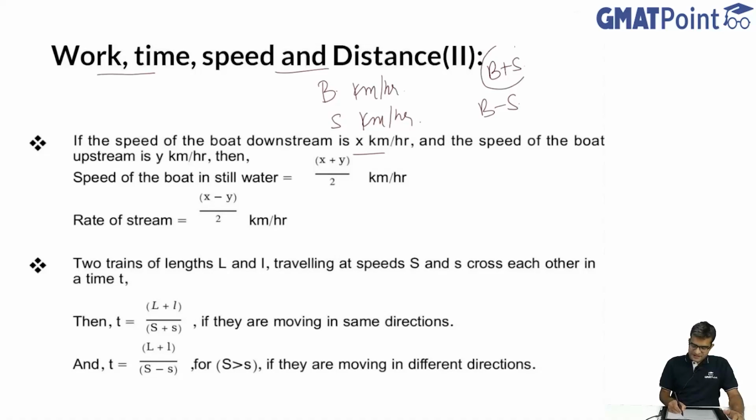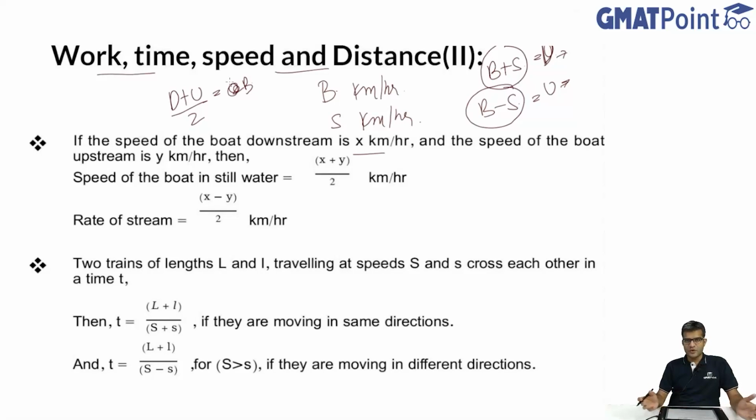So if you are given the speed of the boat downstream when it is faster and the speed of the boat upstream when it is slower, if you are given these two values, you can calculate the speed of the boat and you can calculate the speed of the stream. You can easily derive it from these two equations. If you add both of them, D plus U, that is the speed of the boat downstream plus the speed of the boat upstream, is equal to 2 times B, which is twice the speed of the boat in still water. So if you divide this by 2, you will get the speed of the boat. So if you are given the speed of the boat downstream and the speed of the boat upstream, you add both of them and you divide it by 2, you will get the speed of the boat.